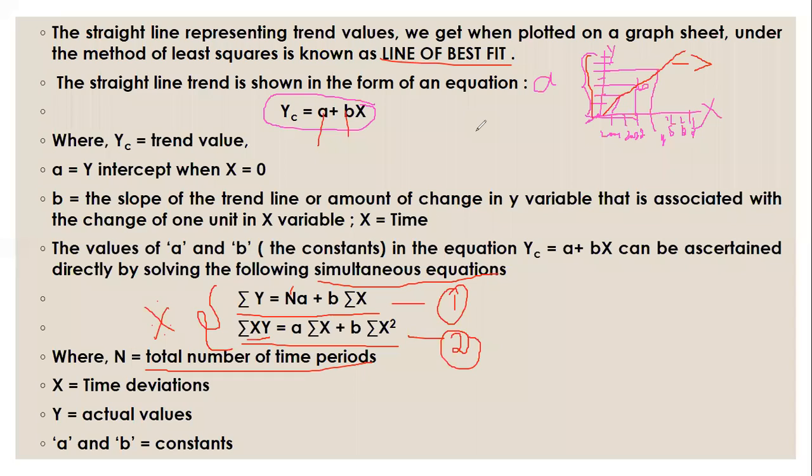Then coming to x, x is nothing but time deviations. And then y is actual values. So we will have time deviations. We will assume them because it is said x is equal to time. There are two ways of assuming these time deviations that we will see in the first problem. And y are the actual values which are given in the problem. And then a and b are constants, which we will solve using the simultaneous equations.